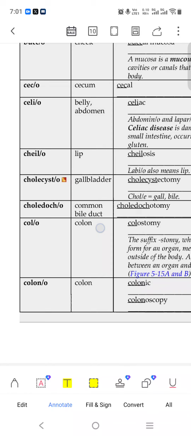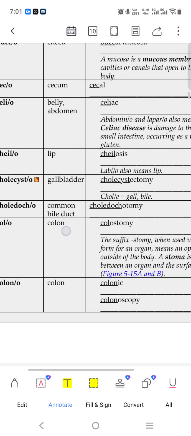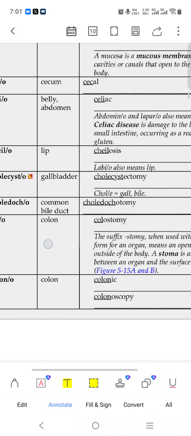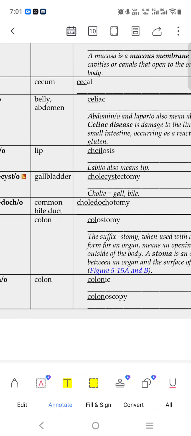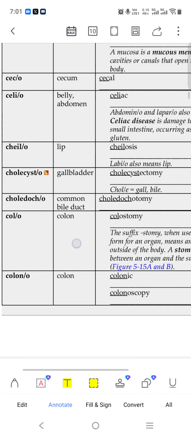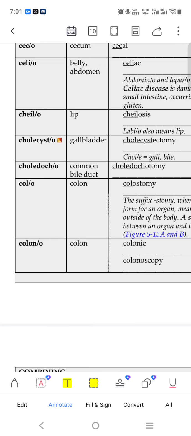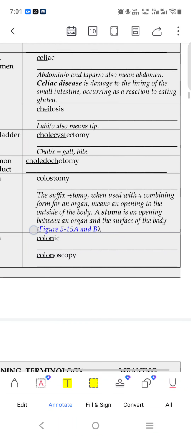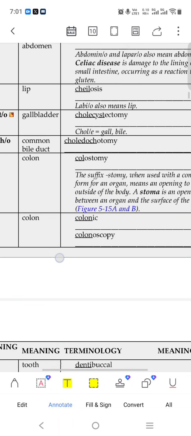Okay. Cholecyst means our gallbladder. Chole means gallbladder. Cyst means a cyst happens. Ectomy means removing of that cyst. Choledocho, common bile duct, it is choledochotomy. Okay. Choledocho, colostomy. Choledochotomy, it is common bile duct. It is related to the common bile duct. Col means colon. Colostomy means making a hole and repairing that area. Okay. So colostomy.